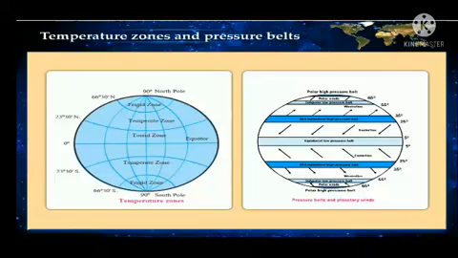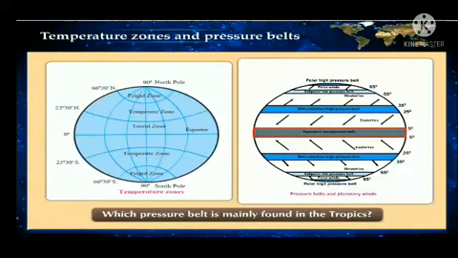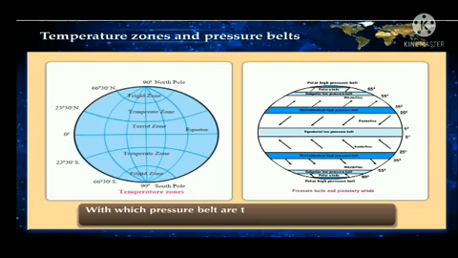Observe this diagram and answer the following questions. Which pressure belt is mainly found in the tropics? Equatorial low pressure belt is mainly found in the tropics. With which pressure belt are the polar winds associated? In which temperature zone are they observed?